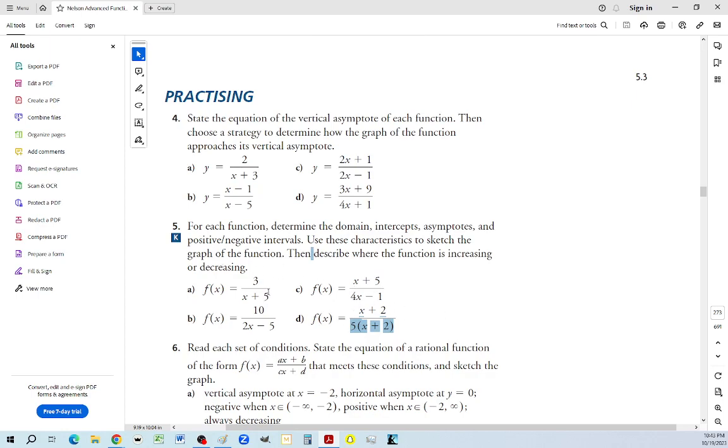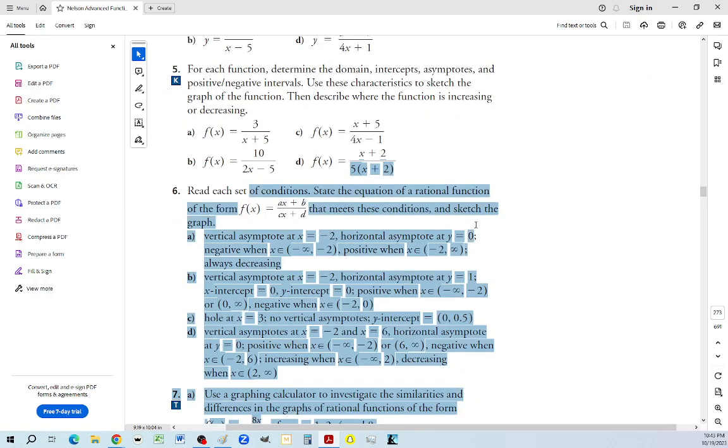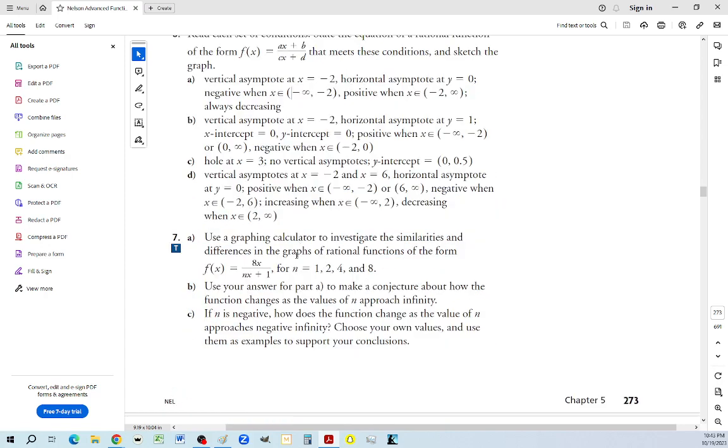And decreasing, increasing, the same thing. Take the right of the vertical asymptote and to the left. Or just plot them into Desmos and understand what's going on. Read each set of conditions, then meet these conditions. These ones are crazy.